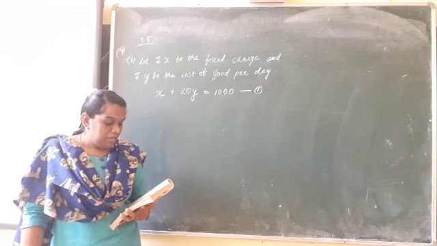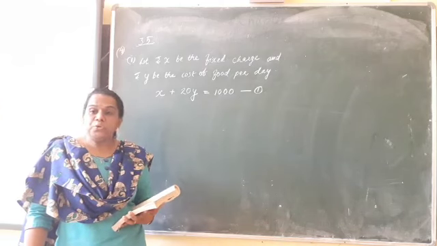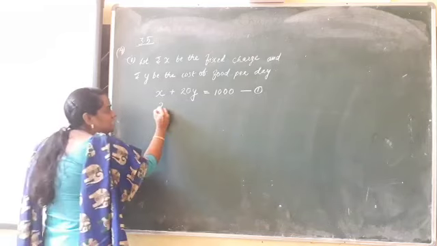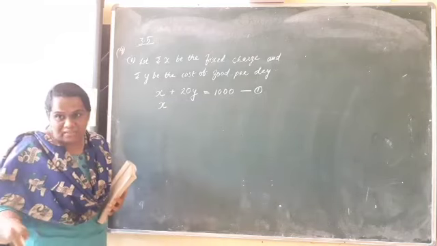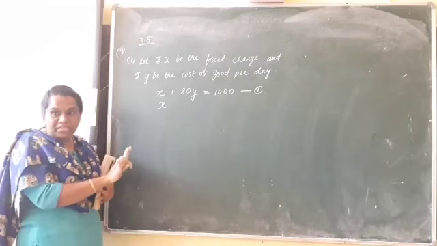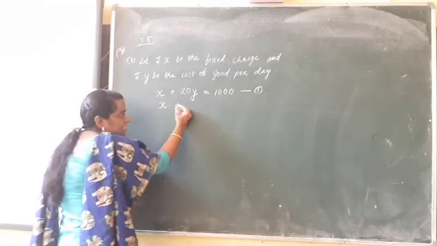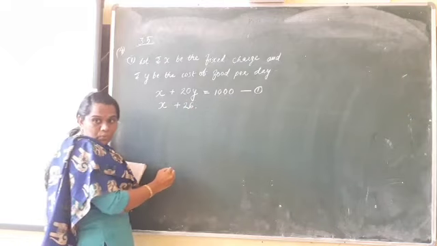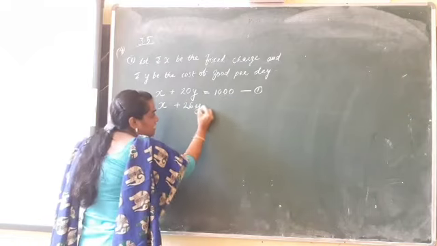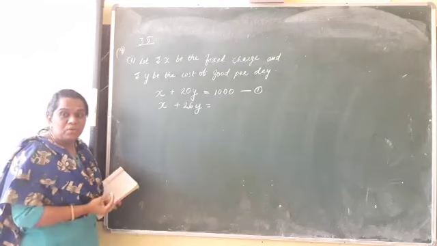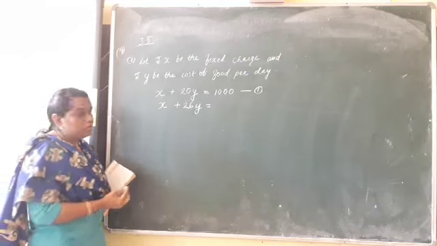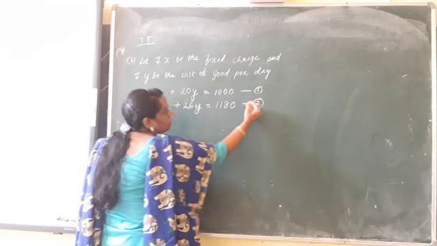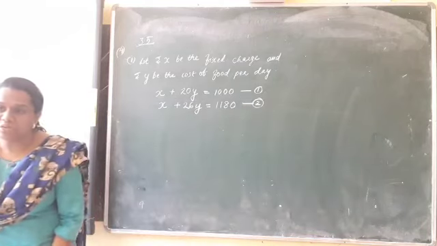Similarly, a student B who takes food for 26 days. How many days? 26 days. First, we have to give the fixed charge. If she stays in the hostel, she has to give rupees x. And for food for 26 days, 26 into y. What is the total amount? 1180. Equation number 2. I hope you understood how to form this equation.